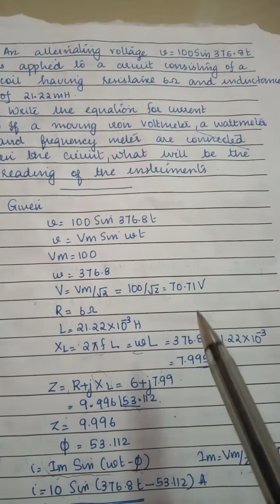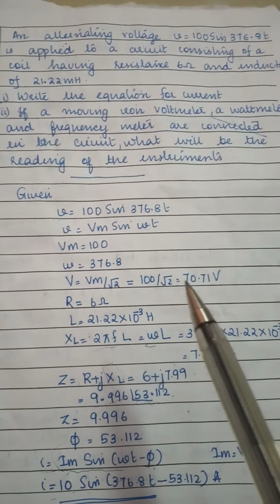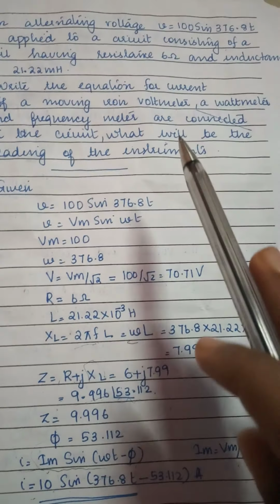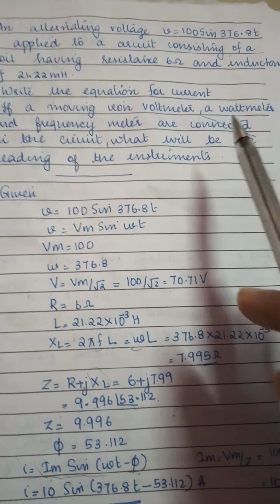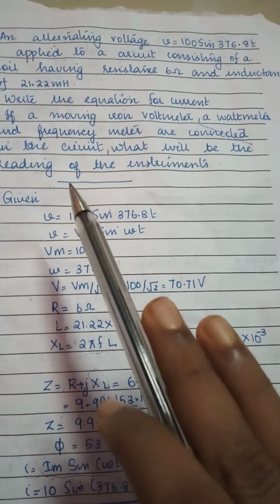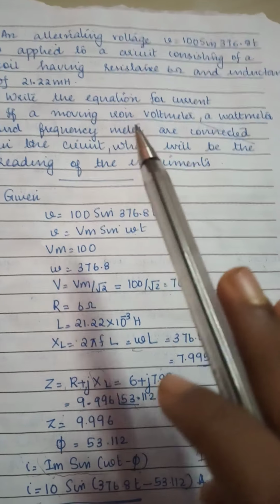When these are connected in the circuit, what will be the reading of the instrument? That means we have to find out the value of voltage. These instruments measure the RMS value. So the RMS value of voltage, and the power consumed in the circuit. Wattmeter measures the power in watts, that is the power consumed in the circuit.